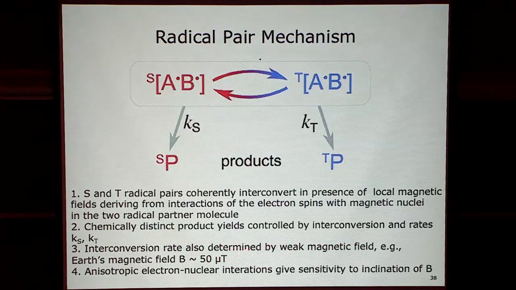And the numbers come out, this is really a remarkable phenomenon if it's true, because the magnitude of these interactions between the electron spins and the magnetic nuclei are about 1,000 microtesla. And that means that the Earth's magnetic field is still smaller than that. Most magnetic fields are about 50 microtesla. But this 50 microtesla magnetic field can modify this interconversion rate. And it does it enough to give, if these interactions here are anisotropic, sufficient sensitivity to the inclination of B for the bird to find its way. So this is basically the radical pair mechanism in a nutshell, without an equation.